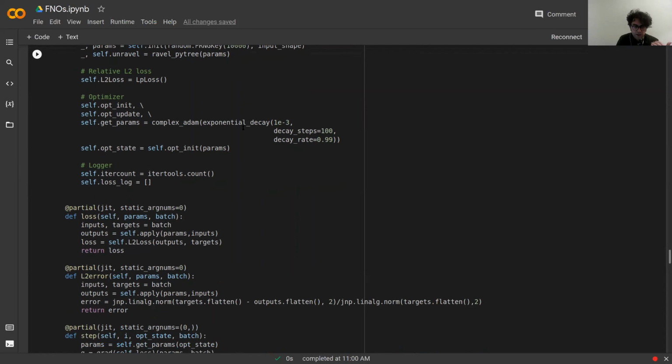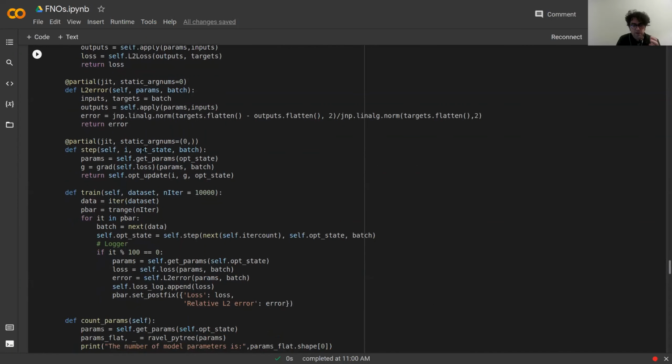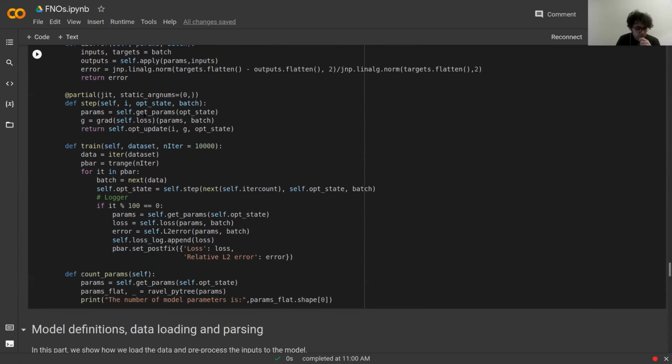Okay, and then we define again the optimizer, the complex Adam, in the way that we talked about the real Adam optimizer, which is, again, we need an initialization function, an update rule, an update function, and one function that will provide us with the parameters, the state of the optimizer. Again, we have some loss. We have this L2 error such that we can compute the L2 error as we train, so that we see how well we do, right? Then we have this step, right?